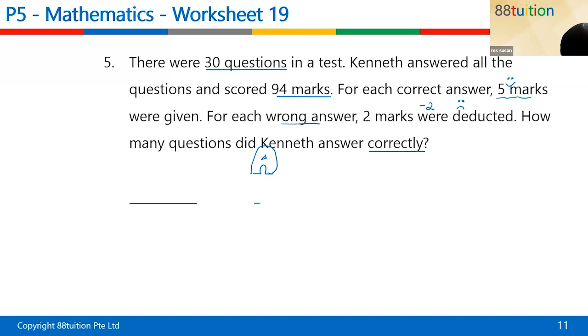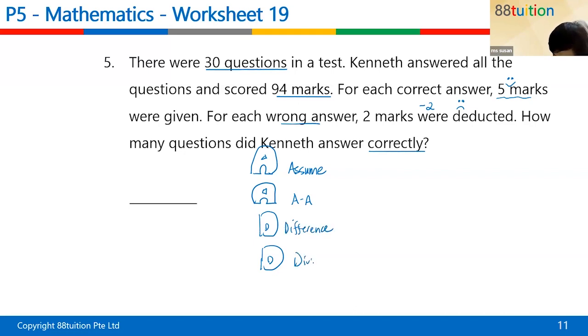I'm not too sure whether you can remember, but A stands for assume. Okay? Then another A was the A minus A. D is the difference. Okay? And then D stands for divide. Now, how does this work?